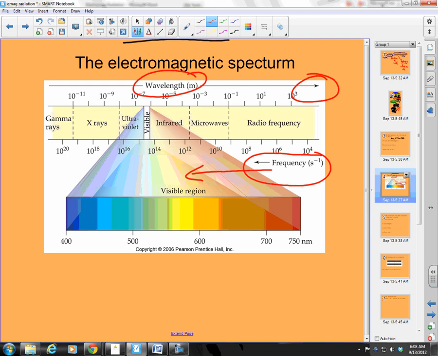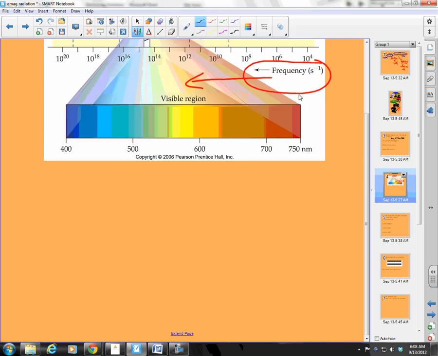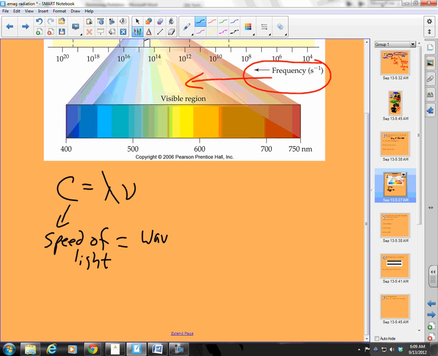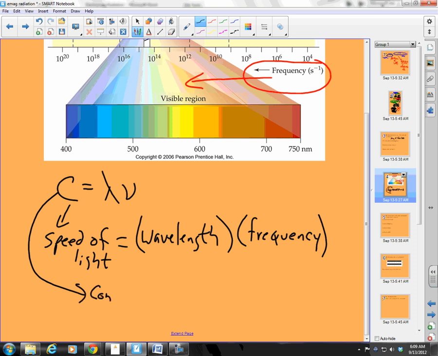And we have a relationship that's important between wavelength and frequency, and that is c is equal to lambda nu, meaning the speed of light is equal to the wavelength times my frequency. And what's cool about this is the speed of light is essentially constant. And it's constant at 3.00 times 10 to the eighth meters per second. Okay, now if that's constant, what does that really mean?